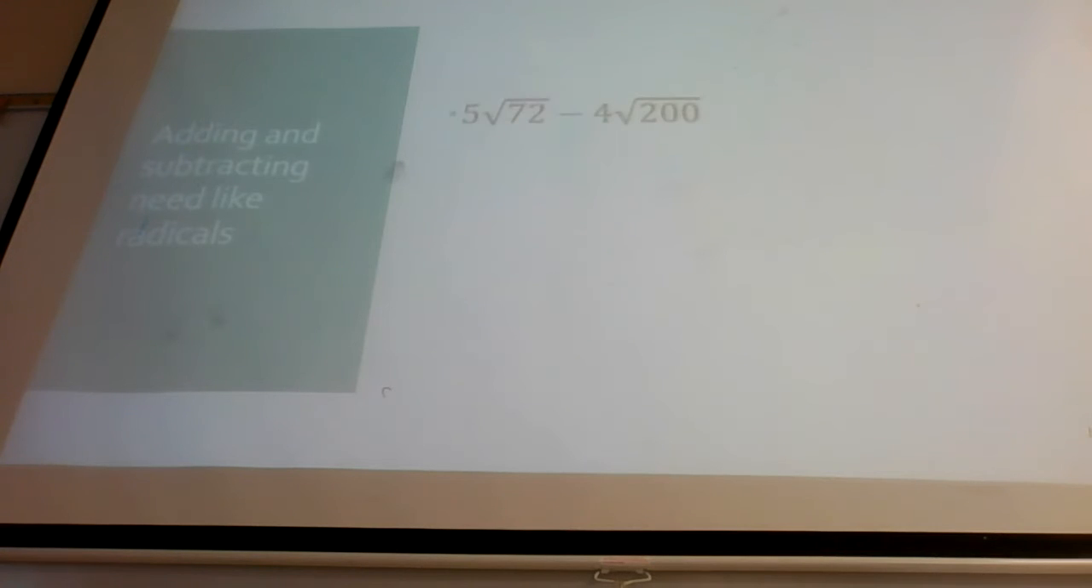All right, adding and subtracting, we need like radicals. All right, pick either one. We got 5 root 72 minus 4 root 200. All right, 100 is a perfect square and goes into 200. The square root of 100 is 10. So 10 would come outside and multiply by 4, and that would give us 40. 2 would remain inside because 200 divided by 100 is 2.